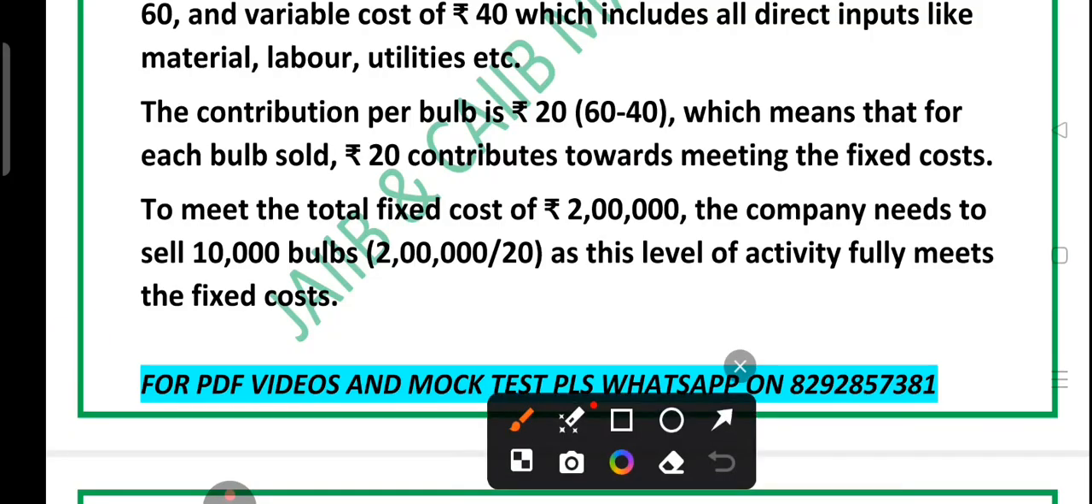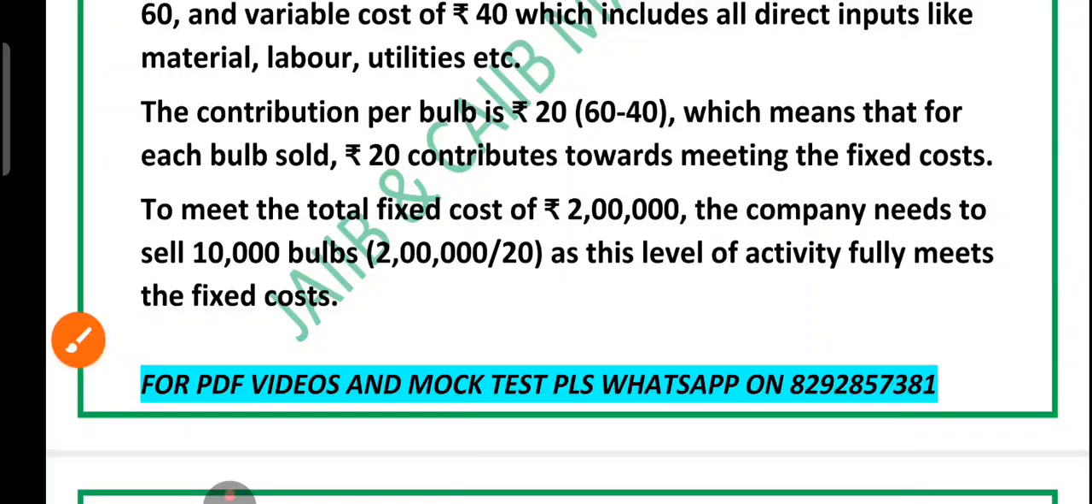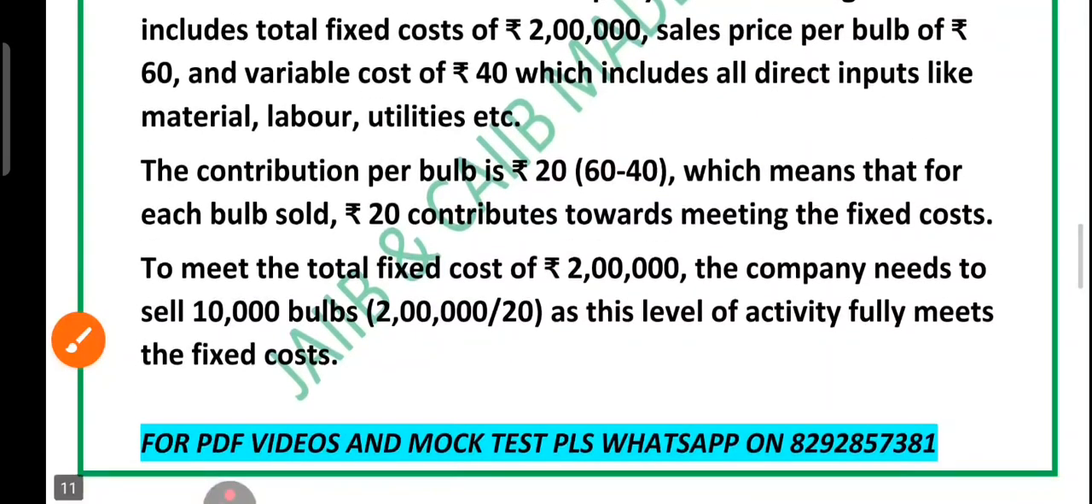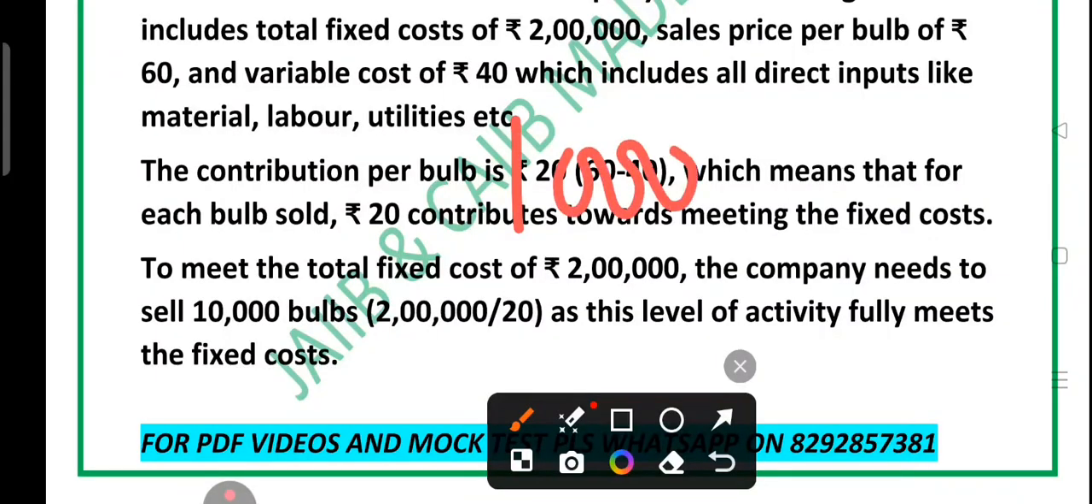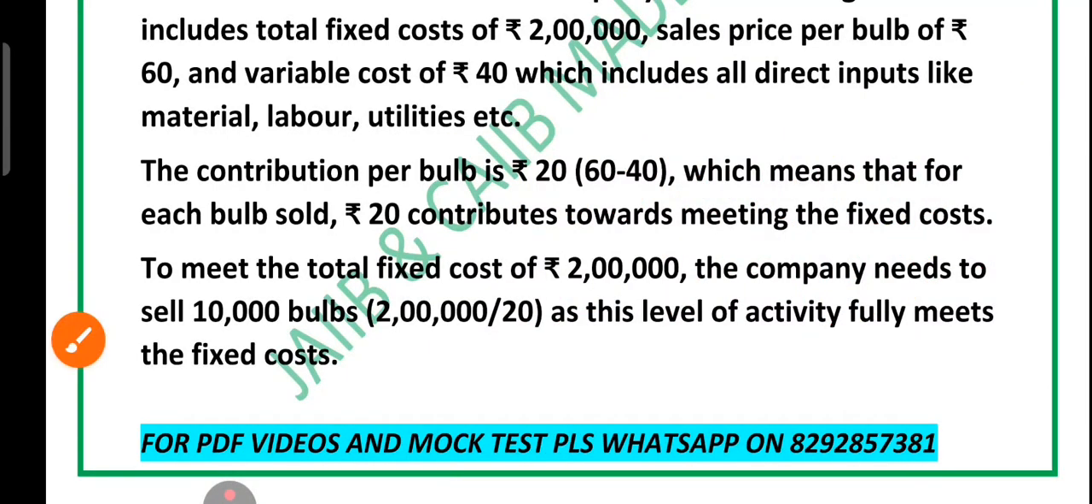The formula for break even point is very simple. Write fixed cost in the numerator, and in the denominator write the contribution per unit. This will give you the break even point, right? So in units it is 10,000 bulbs. Suppose I want to express it in sales value. It is 10,000 multiplied by the selling price of 60, which is equal to 6 lakh. So the company needs 6 lakh worth of sales to break even, isn't it?